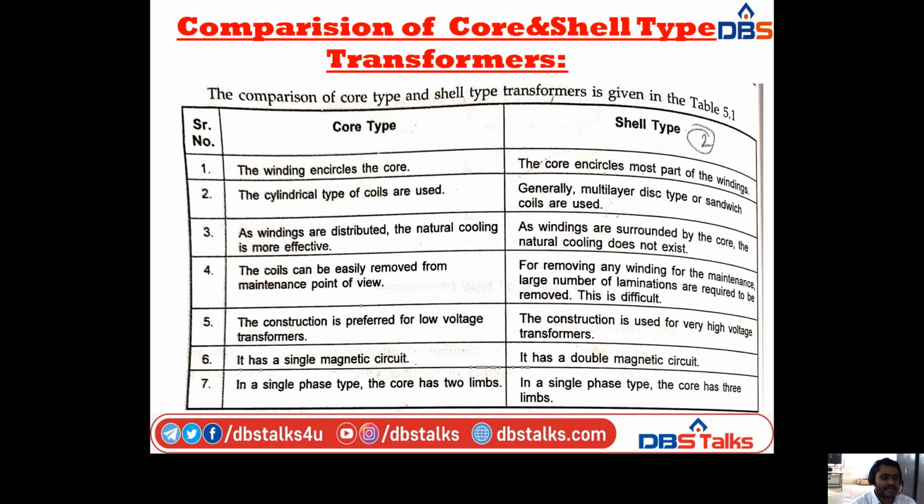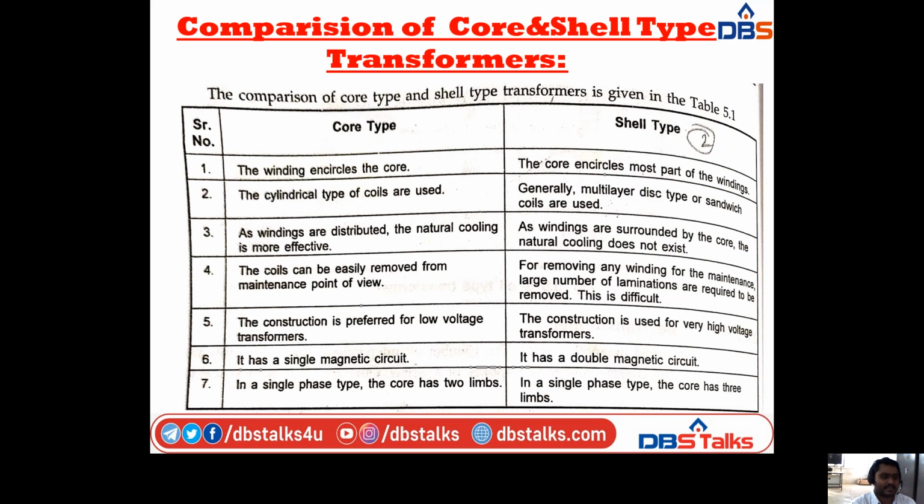In the core-type, the windings are distributed and the cooling is more effective. In the shell-type, the windings are surrounded by the core, so the cooling is not as effective. In the core-type, the coils can be easily removed from a maintenance point of view. But in the shell-type, to remove any winding for maintenance, a large number of laminations are required to be removed.